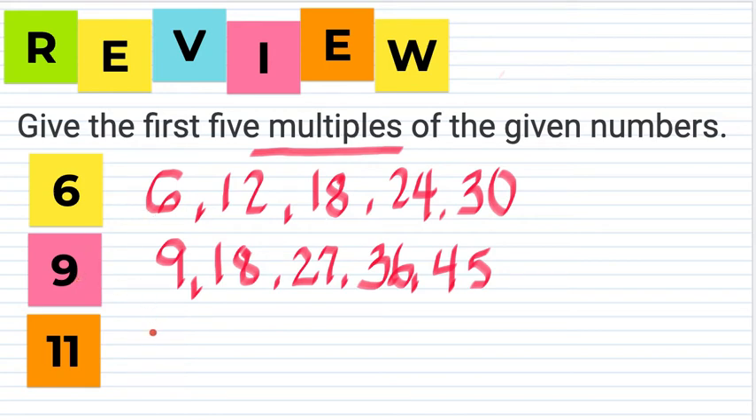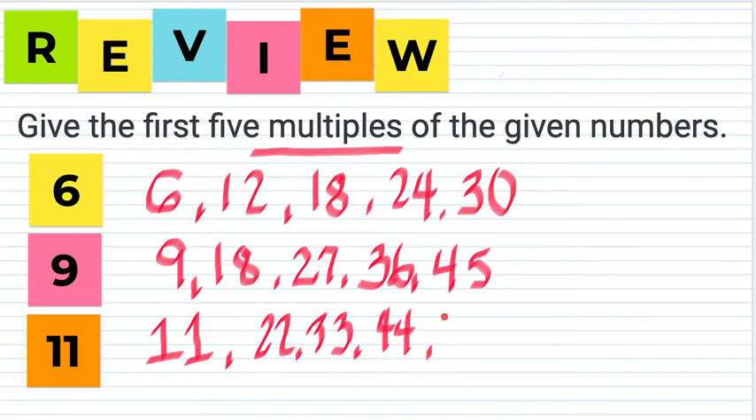Now we can have 11. For 11, we'll do the skip counting. 11, 22, 33, 44, and the last would be 55. That's it. So the first 5 multiples of 11 are 11, 22, 33, 44, and 55.